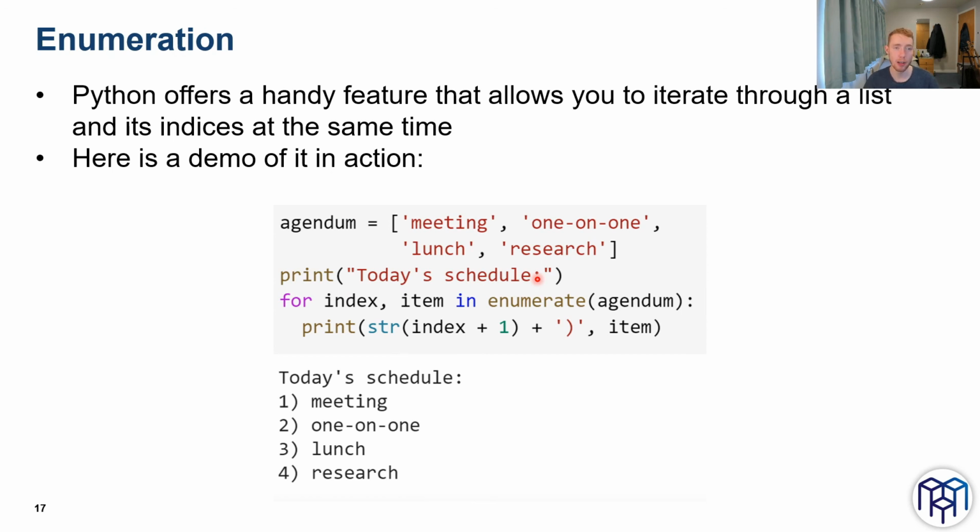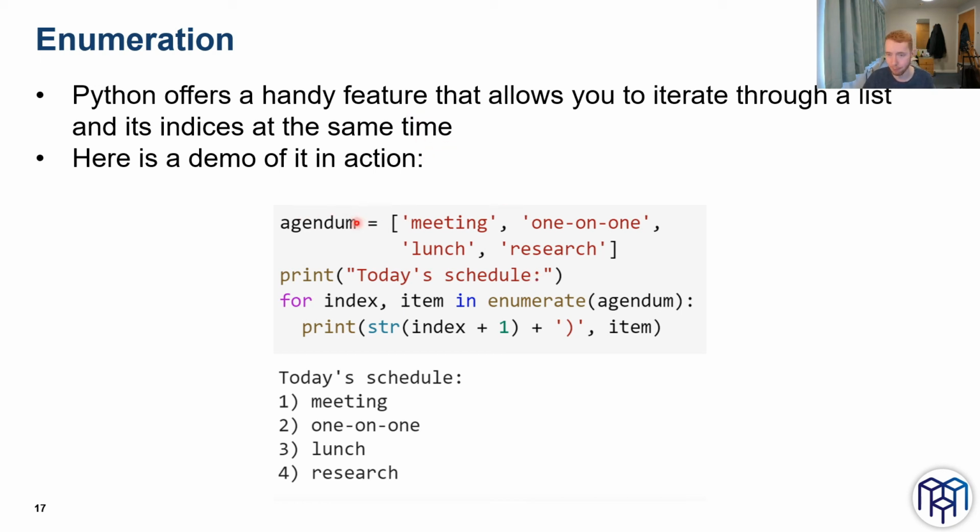So the final thing we're going to look at is enumeration. And this is a feature that is fairly exclusive to Python. A lot of languages don't have this. And it's a really handy feature for allowing us to loop through a list while keeping track of what index we're on at the same time. And so here is an example of it in use.